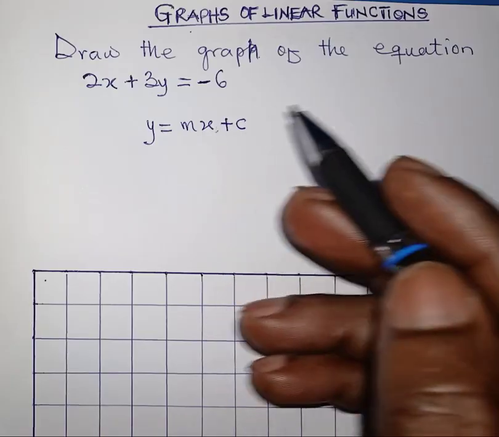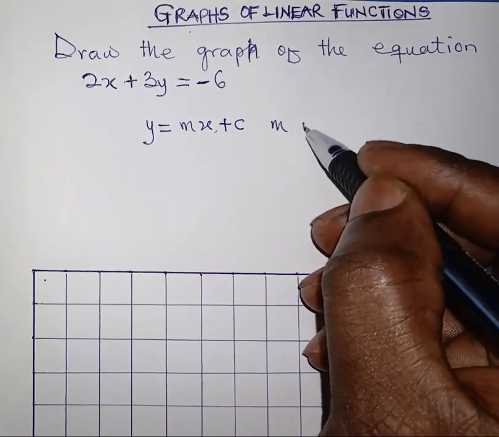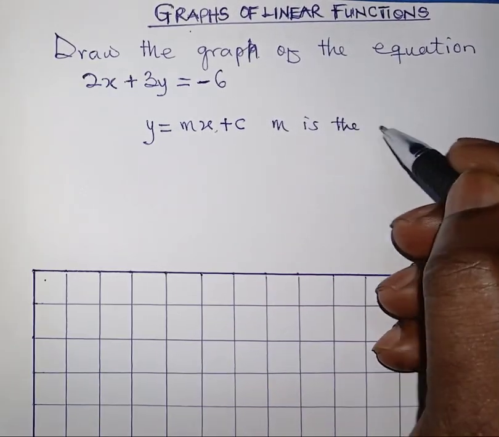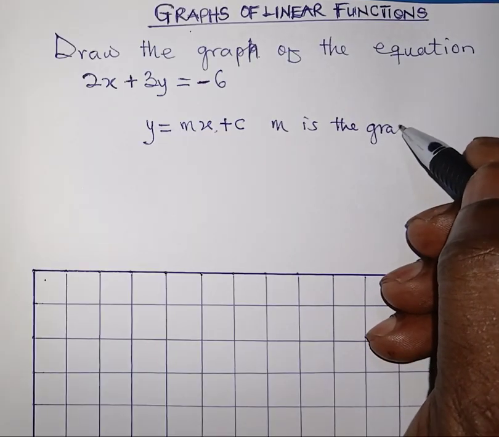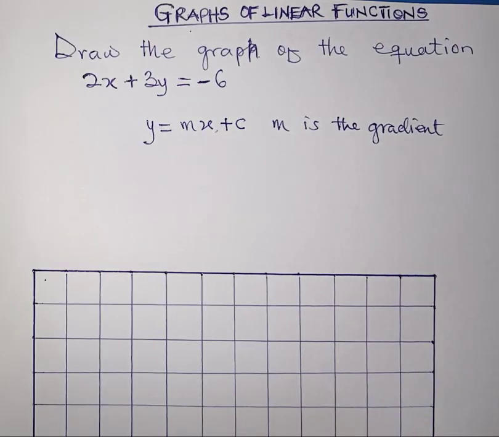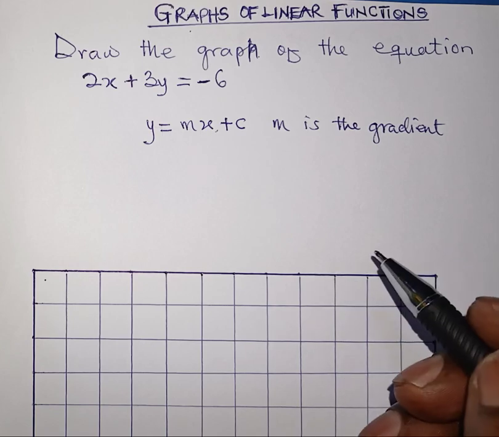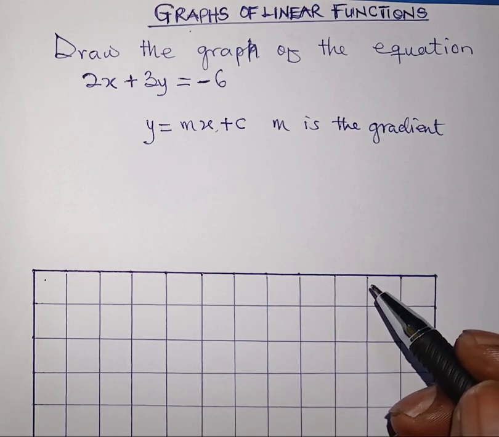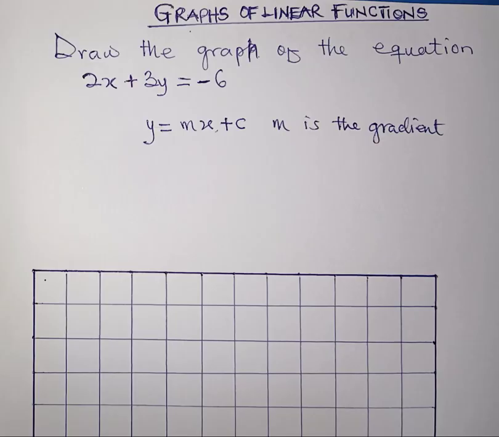And what does this m stand for? The m is the gradient of the line, or the slope. We can also term it the slope of the gradient. When we talk of the gradient, we are talking about the steepness of the graph, I mean the rise or the fall of the graph, whether the graph rises or falls. So the steepness of the graph, that is the gradient.